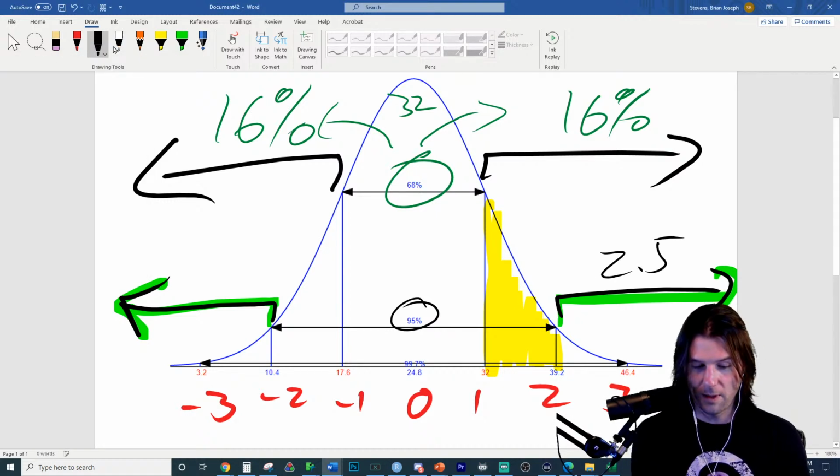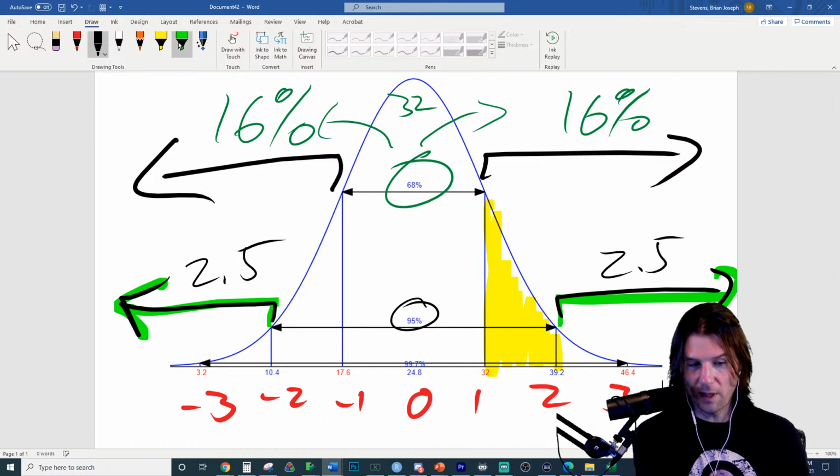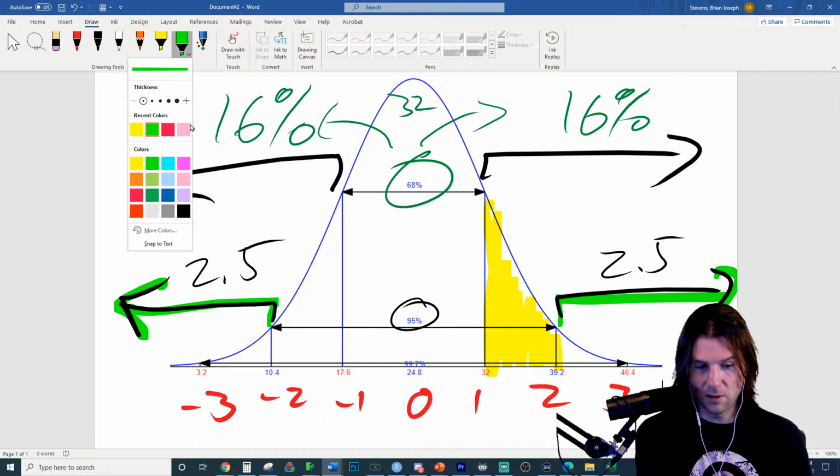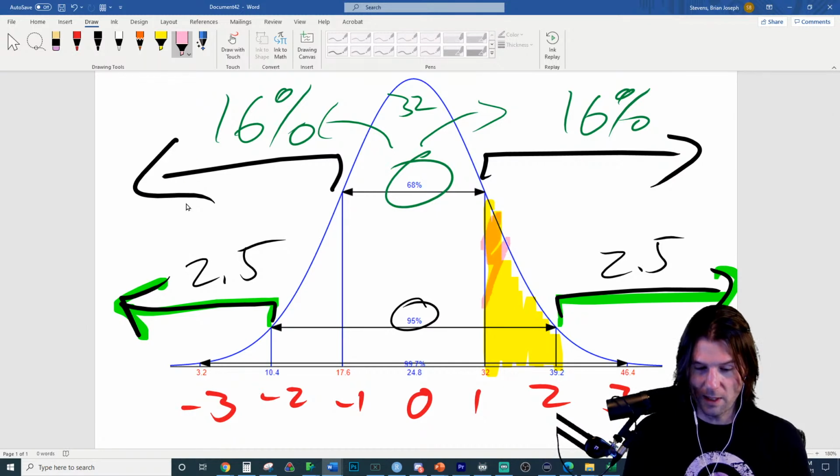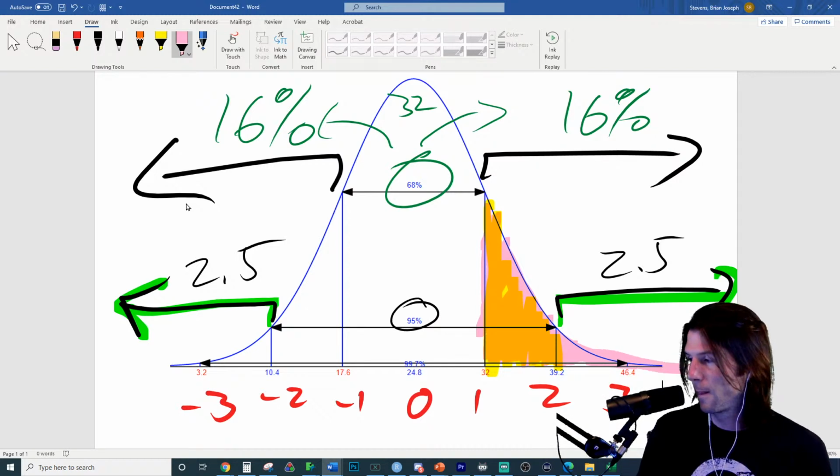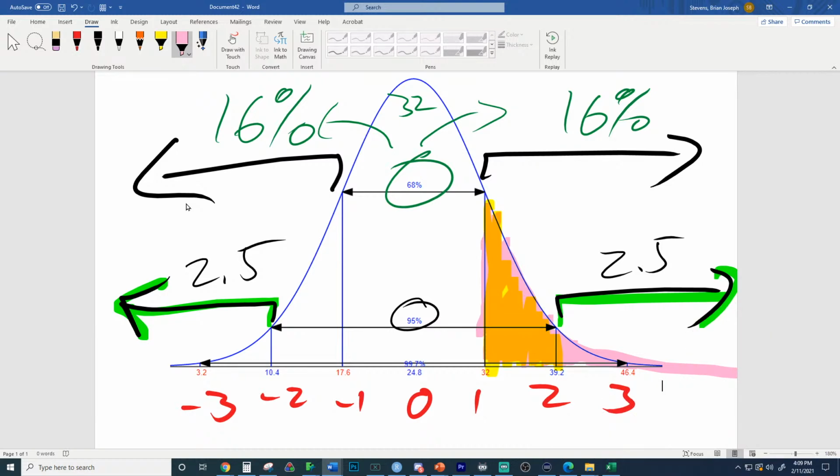So 2.5 and 2.5. Oh no, I'm just lying right there. That's 16. 16 is the total area, and then 2.5 is from there over. So mathematically, what do we need to do here? We only want that yellow shaded area, which is hard to see, but we don't want all 16%. And we're not interested in this 2.5, which is from here over.